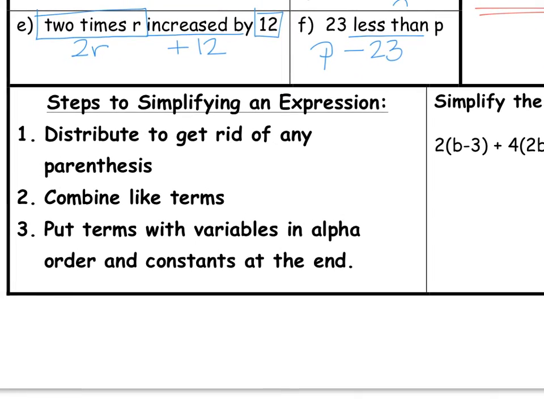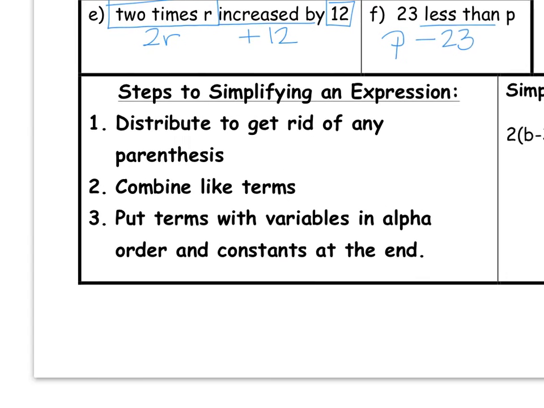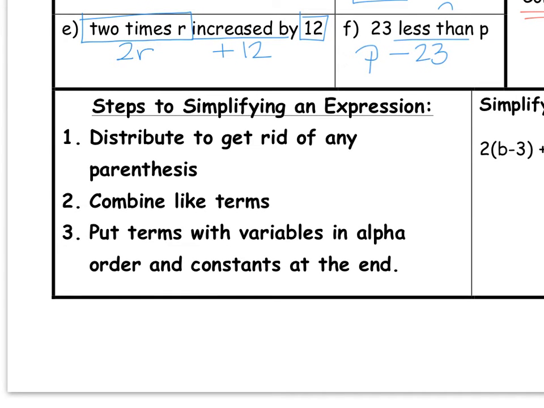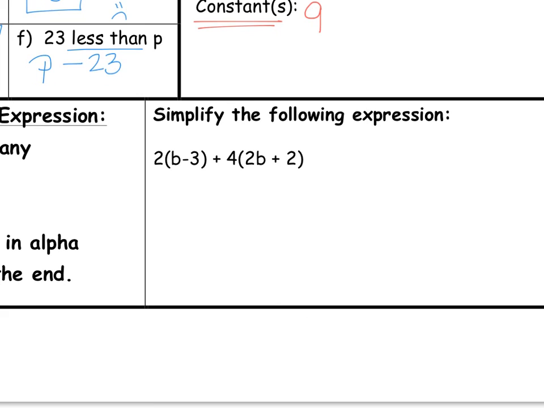Okay, so steps to simplifying an expression. And we're going to practice with this some more tomorrow in class and in the notes. So we have to distribute to get rid of any parentheses. Then we need to combine like terms, and then we need to put the terms with the variables in alphabetical order, and constants are always at the end. So let's take a look at this one right here. We have the quantity b minus 3 times 2 increased by the quantity 2b plus 2 times 4.